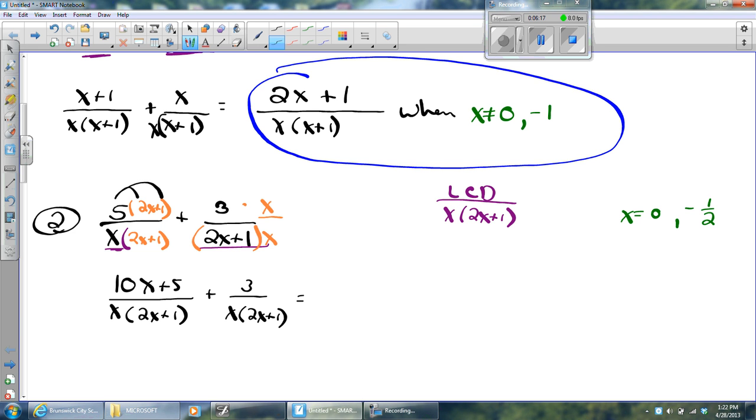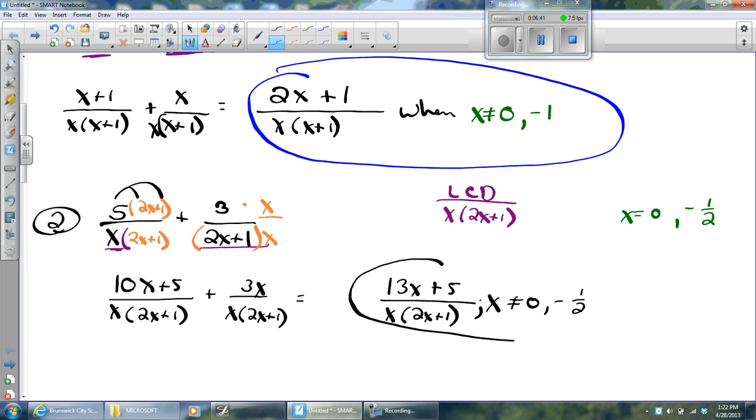And so that's going to equal, combining like terms, 13x plus 5 over the LCD of x times quantity of 2x plus 1, where x does not equal 0 or negative 1/2. Those are the restrictions. And so there's your answer right there.